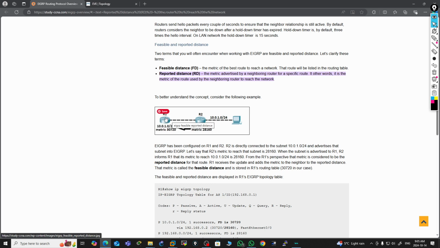But in reality, for R1 to get to that PC, it's going to use the feasible distance. The feasible distance is the distance that is reported by R2 plus the distance between R2 and R1. In total, the real feasible distance to get to the PC is going to be 30720. So it's the addition of the reported distance plus the distance between R1 and R2.